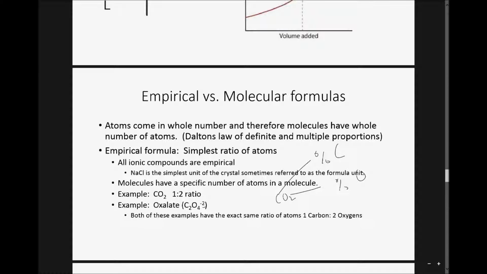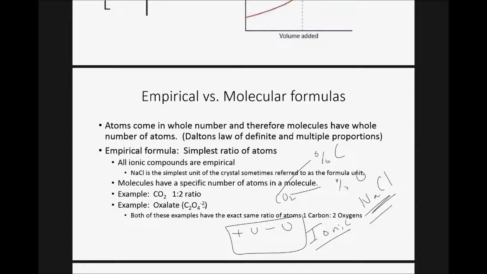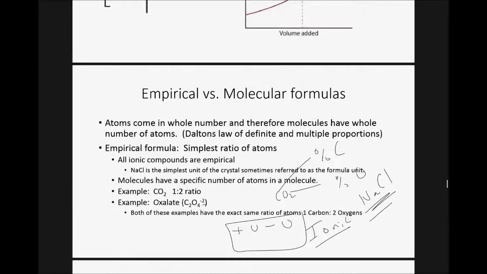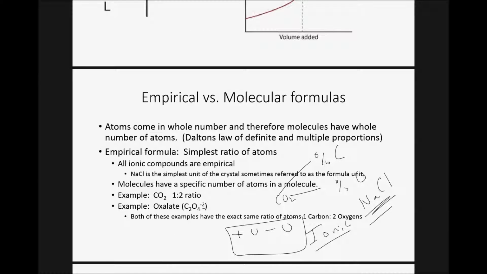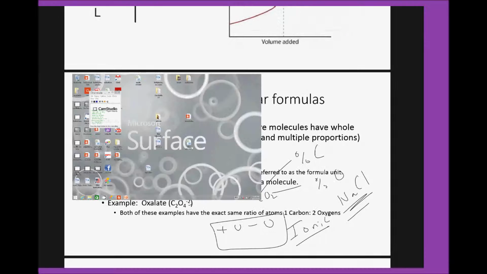Okay, keep in mind also that ionic compounds are always empirical. So NaCl is representing the bulk crystal of cations, anions, cations, anions, forming this bulk crystal, always using an empirical formula to describe that. So I'm going to pause here for this particular video and then pick up the second half.